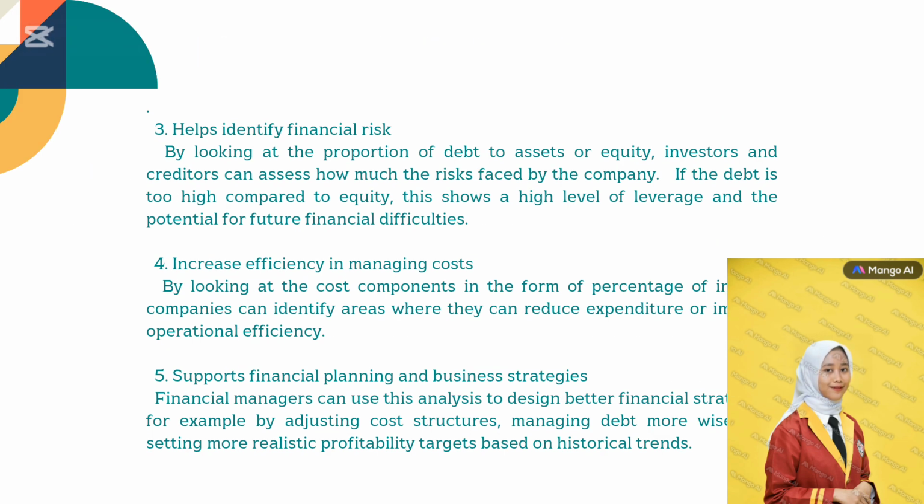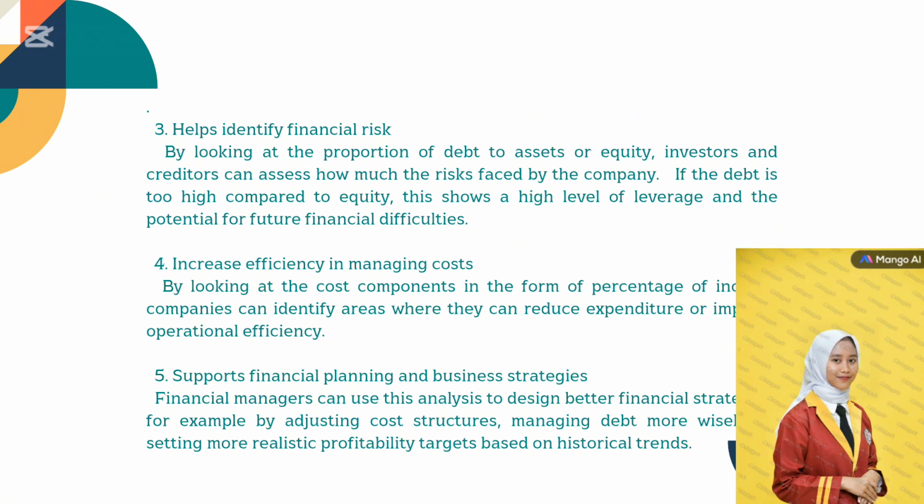This helps in making more informed investment decisions. Point 3. Helps identify financial risk. By looking at the proportion of debt to assets or equity, investors and creditors can assess how much risk the company faces. If debt is too high compared to equity, this indicates a high level of leverage and potential financial difficulties in the future. 4. Improve efficiency in cost management. By viewing cost components as a percentage of revenue, companies can identify areas where they can reduce expenses or improve operational efficiency.